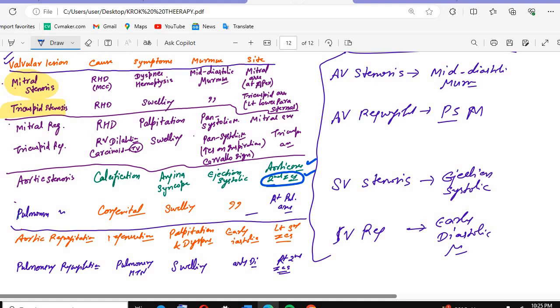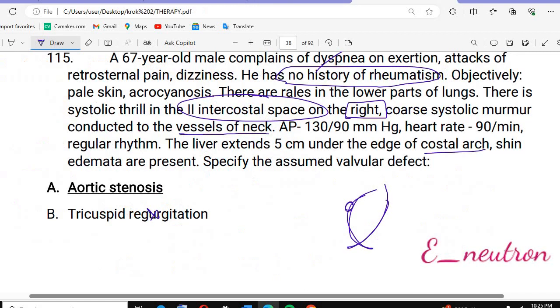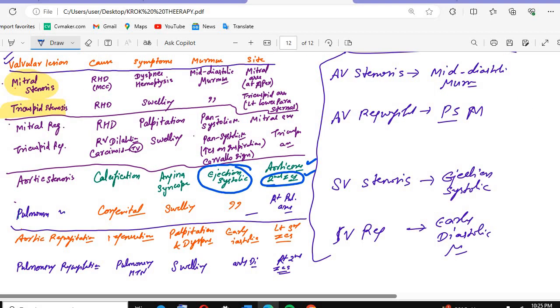Tell me which murmur will be here. That is the ejection systolic murmur. So here we will be having the ejection systolic murmur. It means some murmur will be there, but that is the systolic murmur. So systolic murmur is seen in systole.